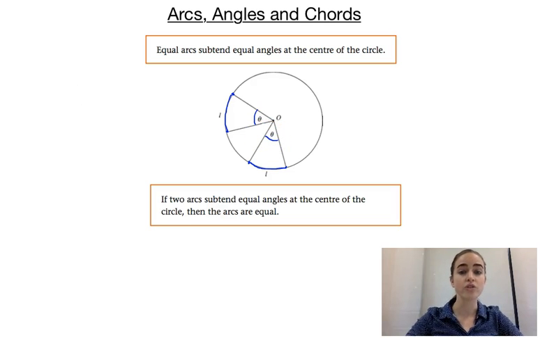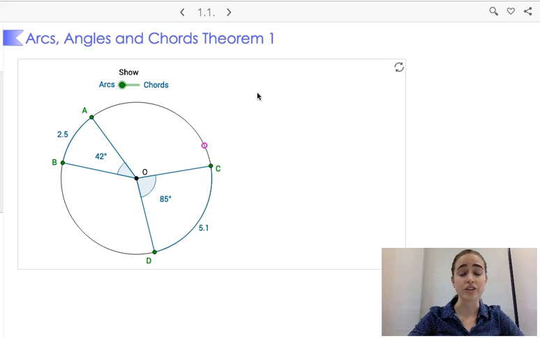Now the converse, or the opposite, the reverse of that, is that if two arcs subtend equal angles at the center, then the arcs are equal. So if the angles here are equal, then the arcs have to be equal in length as well. Let's have a look at what that actually looks like.